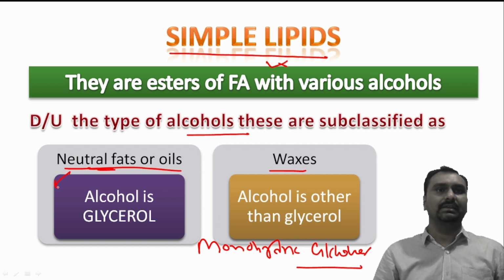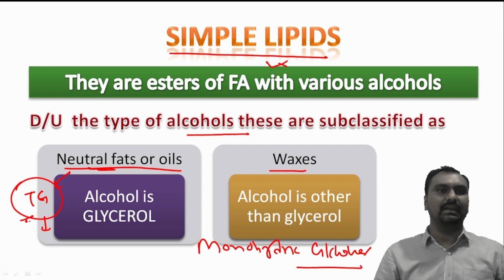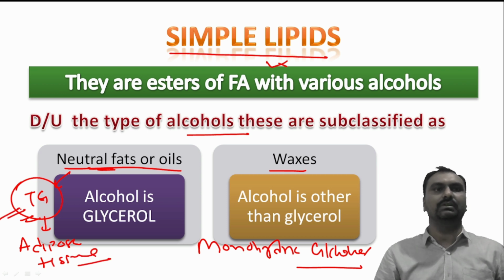This neutral fat is also known as triglyceride, which is a storage form of energy. This triglyceride is stored in the adipose tissue, and whenever we require energy, this triglyceride is broken down to glycerol and fatty acid, and we get the energy. While wax is mainly used in cosmetics and pharmaceuticals.